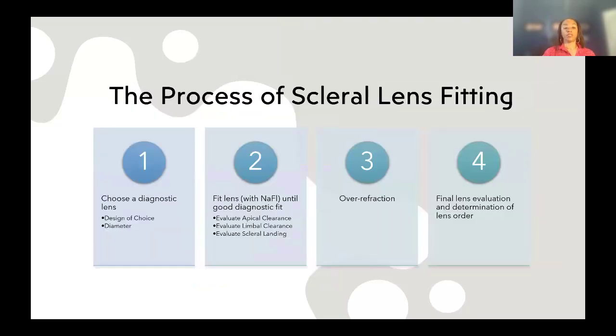So let's go through the 1, 2, 3, 4 step of fitting scleral lenses. We won't get too much into the nitty gritty, but just enough for you to get your feet wet. So the first step is to choose a diagnostic lens and choose your design of choice. So really you're choosing between an oblate design and a prolate design, which we'll go over, and a diameter.